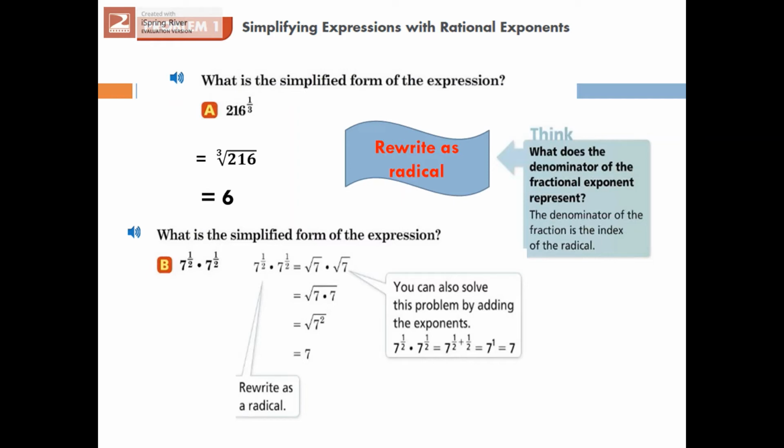You can also solve this problem by adding the exponents. 7 raised to 1/2 times 7 raised to 1/2 is equal to 7 raised to 1/2 plus 1/2. And what is 1/2 plus 1/2? Yes, that is equal to 1. So we have 7 raised to 1. That is equal to 7.